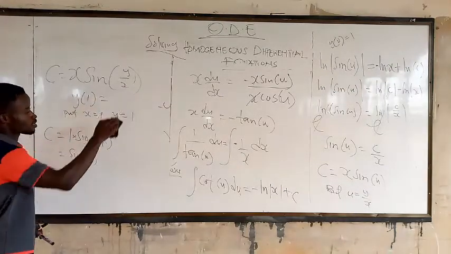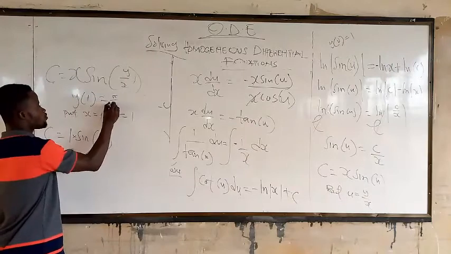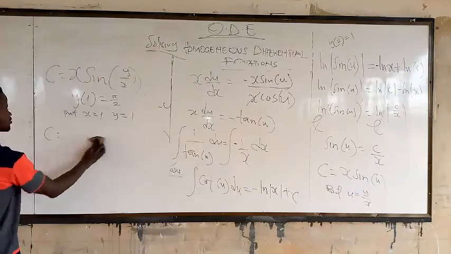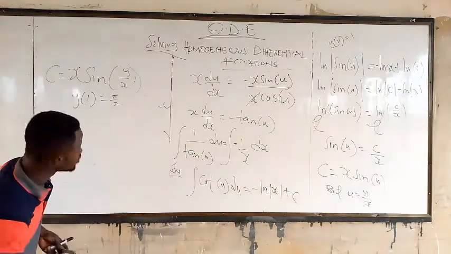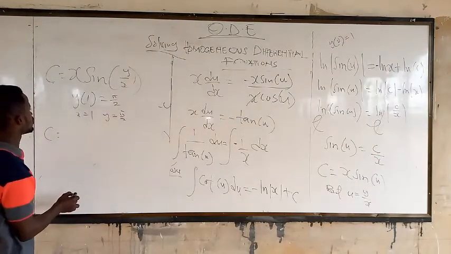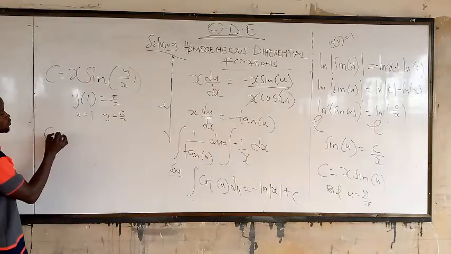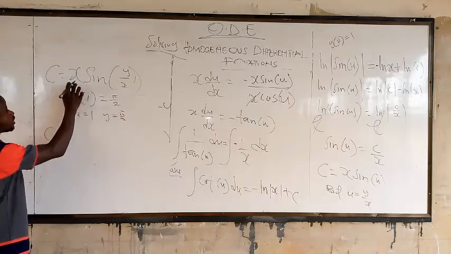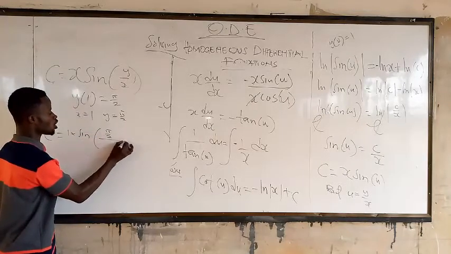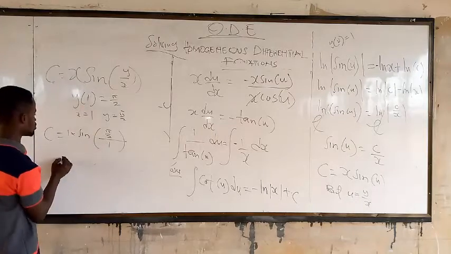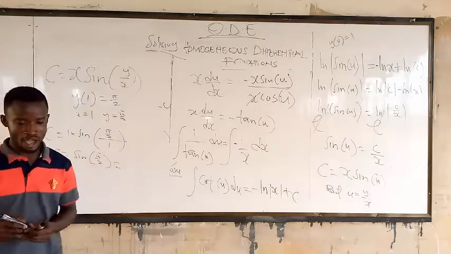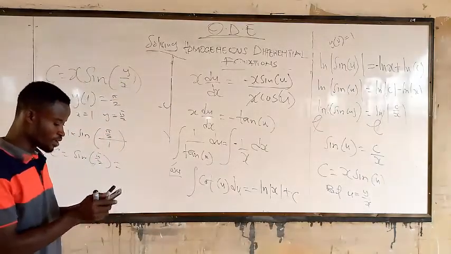Let's do it this way. Let's use y to be pi over 2. Alright? Let's make it that way. So here you put x to be 1, y to be pi over 2. So let's move on. Here we get x is 1 times sine, y is pi over 2, all over 1. So c is equal to sine pi over 2. And for sine pi over 2, make sure you are in radians.